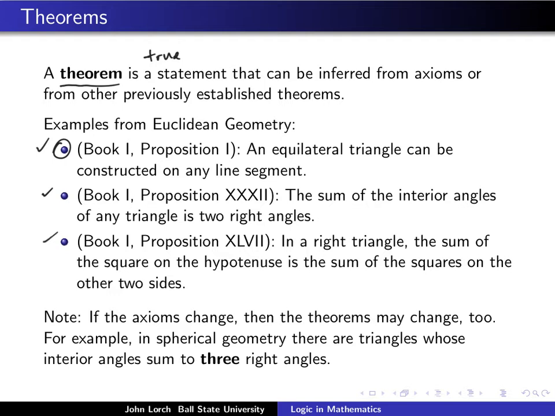Now, it turns out that if you change the axioms, then the theorems will change too. For example, in spherical geometry, the last axiom of Euclidean geometry, axiom 5, the parallel postulate, is taken away and replaced with something else, and then we get different theorems. In fact, in spherical geometry, we get triangles where the interior angles can sum to 3 right angles.